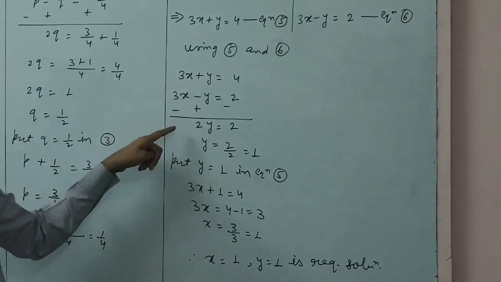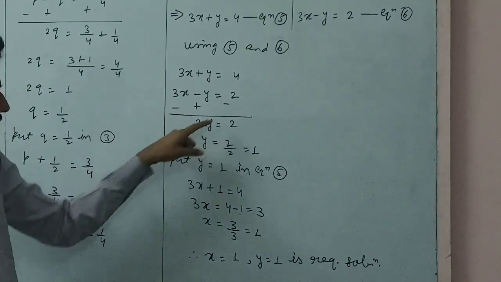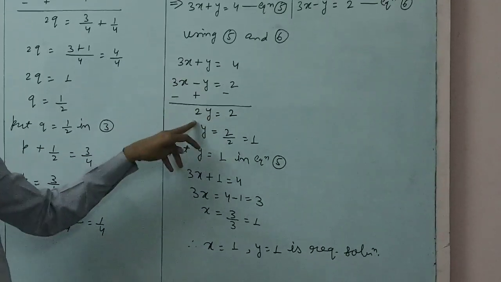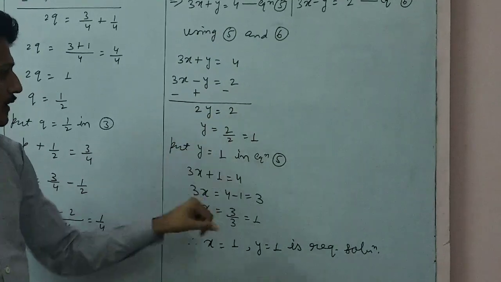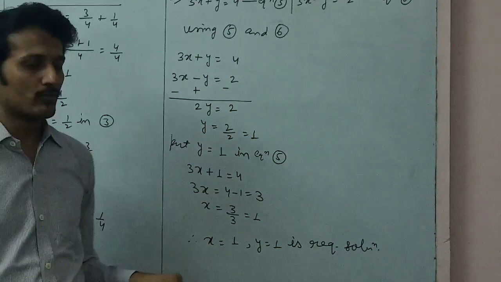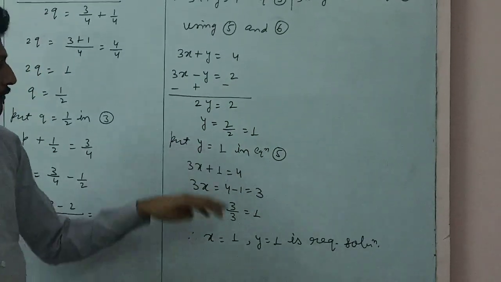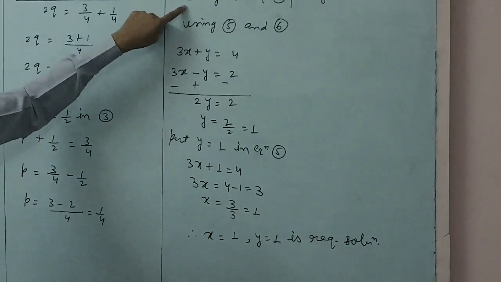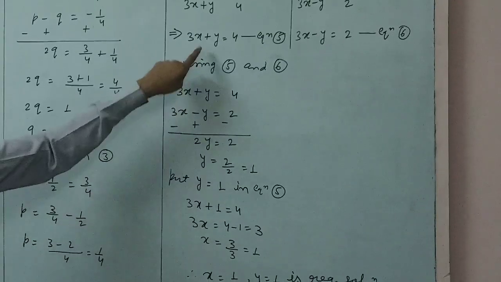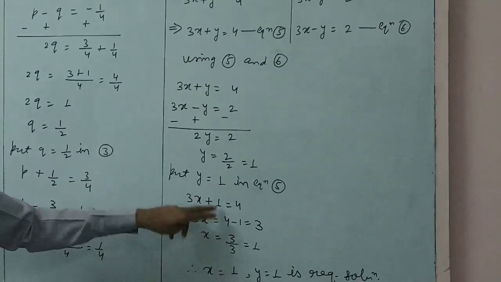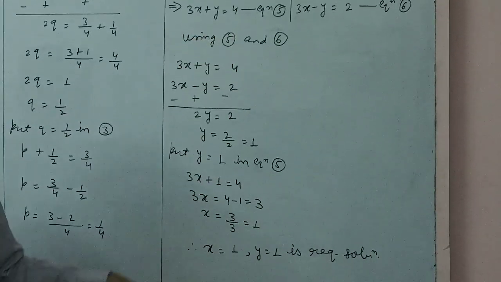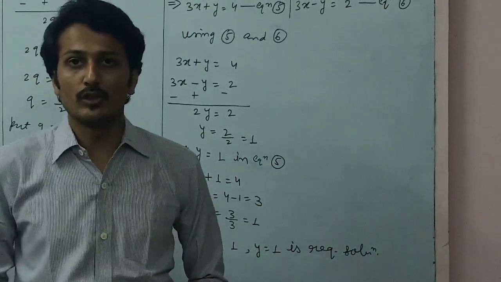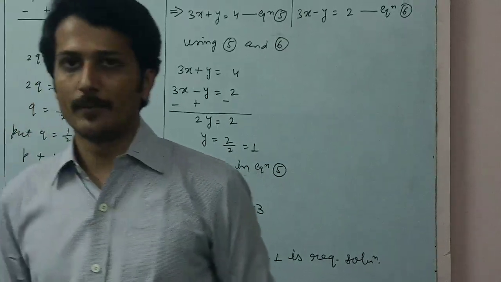So we will simplify it by the elimination method. We will change the sign and subtract, so 3x cancels 3x, y plus y becomes 2y and 4 minus 2 will be 2. So by solving it we get y equals 1. Put the value of y in equation number 5. So here if we put the value, then we get 3x as it is. In place of y we put the value 1 and 4 as it is. By solving this we get x equals 1, that is x equals 1, y equals 1 is the required solution. Thank you.